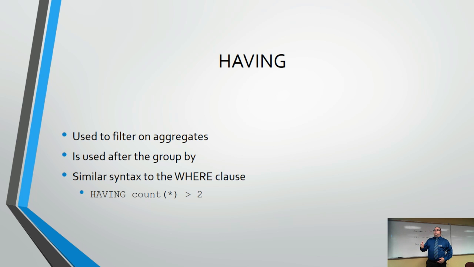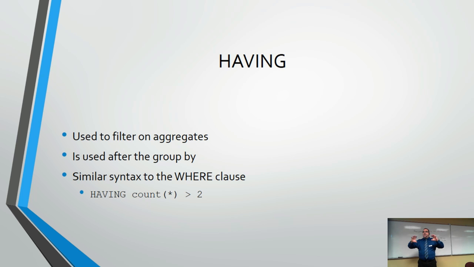So let's just say you're doing an aggregate and you're counting rows, and you only want to know the ones that have three or more rows in the set. There's a clause called having. It's just like where, but it's only used on the aggregates. And here's the catch. When I do the demo, I'll demonstrate this. You cannot filter on an aggregate in the where clause. Why can you not filter on an aggregate in the where clause? Because it hasn't been calculated yet.